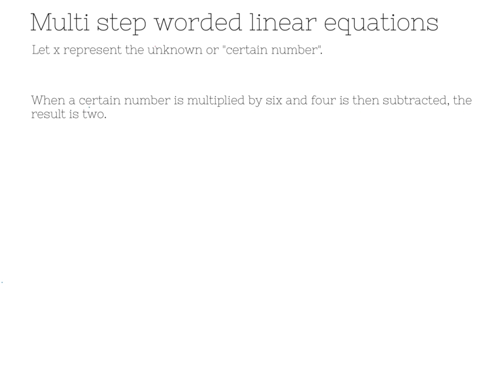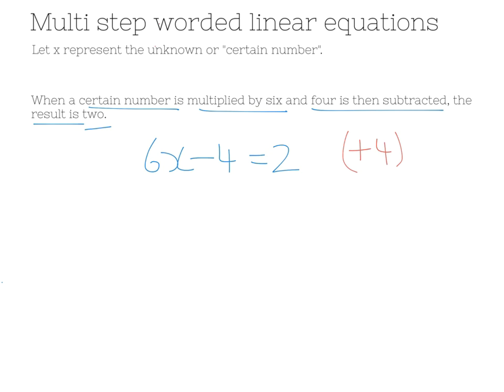When a certain number, x, is multiplied by 6, so it's now 6x, and 4 is then subtracted, so it's minus 4, the result equals 2. Get rid of the minus 4 by adding 4 to both sides. 6x equals 2 plus 4, which is 6. We have 6 times x, so we'll divide both sides by 6. x equals 6 divided by 6, which is 1.